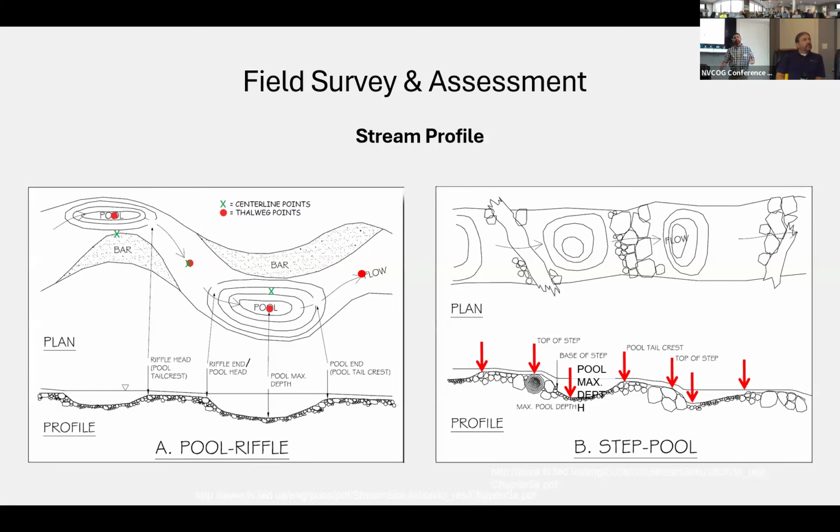But it's not the center line. It's not just a blanket center line. That's not really a geomorphically valuable feature. So you're trying to follow that fall line. And in the step pool system, you're looking to get the pool tail crest, the top of the step, the bottom of the pool, all the way down. You want to get that level of detail to be able to see that.